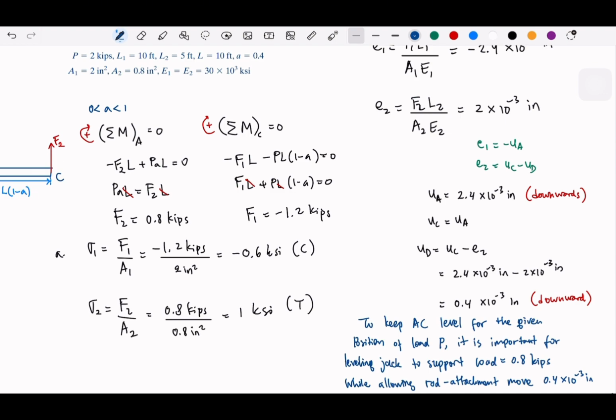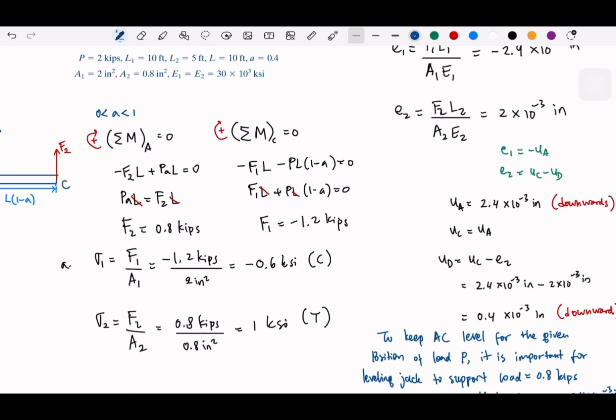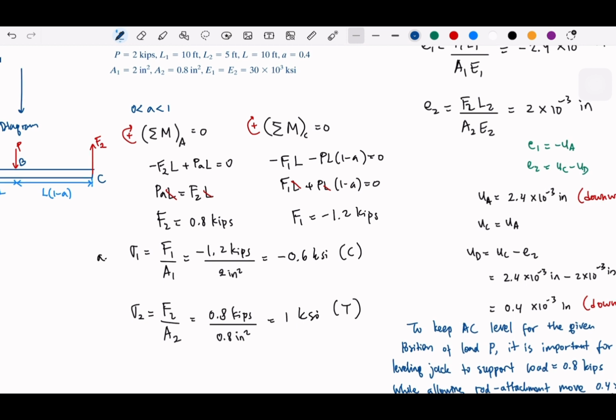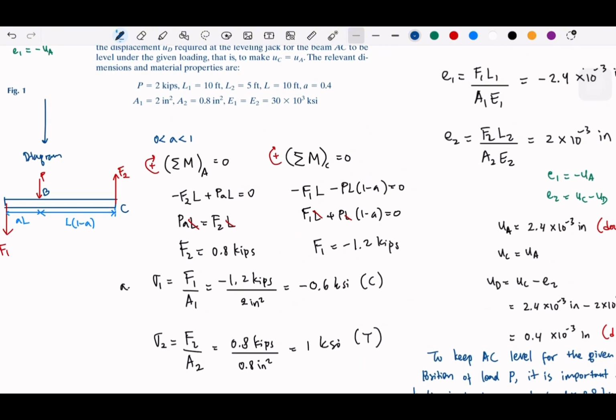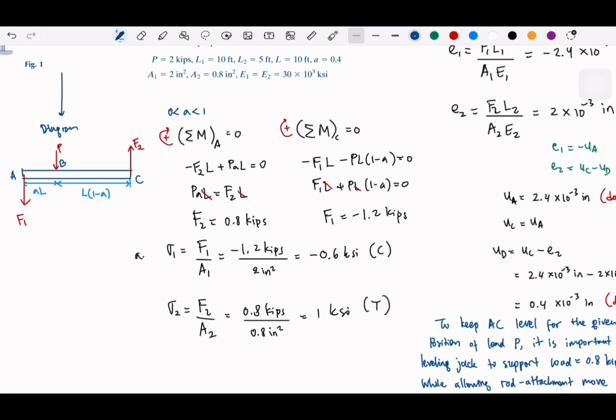So basically, for a determinate structure like this, we can find the element forces or the elongations based on the equilibrium. Whenever we have equilibrium that we can solve, then basically this is what we call the regular default.